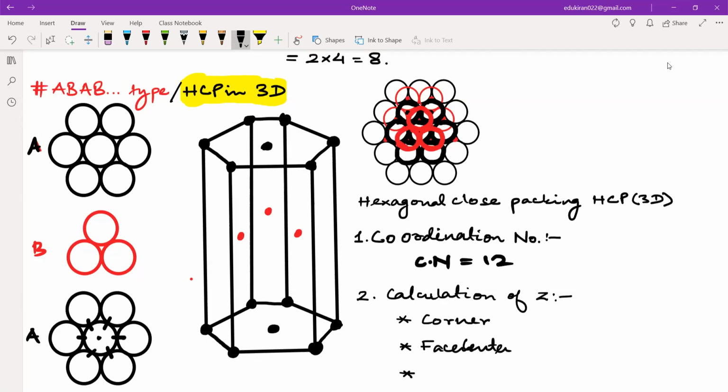And there are 3 atoms inside. So inside one is very clear. It will be 3, face center and corner. So let us first of all look at corner. How many corner atoms are there? 12. And what do you think is the contribution of each?